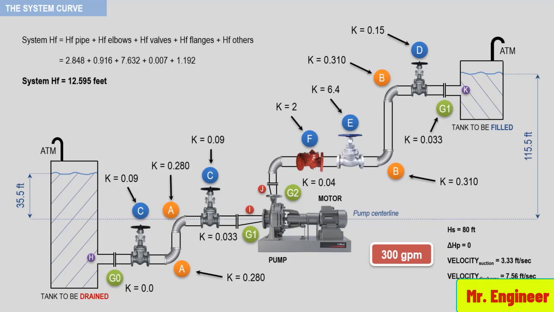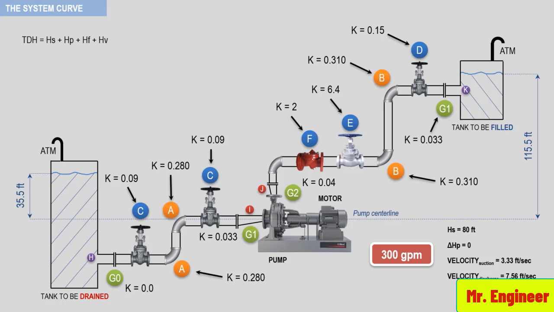Now that we have calculated the static head, the pressure head, the velocity head, and the friction head, we can easily determine the total dynamic head. Recall that the total dynamic head, or TDH, is simply the sum of all these components. So substituting for each head, we then have the following value for the total dynamic head. So it is roughly 94 feet.